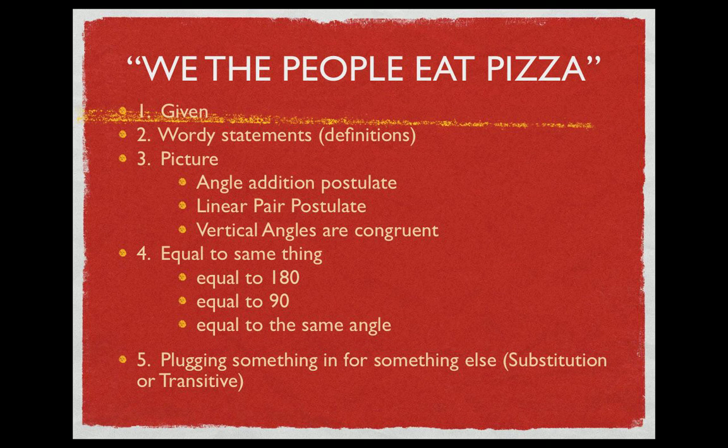substituting, usually a proof is just a series of substitutions. Once you've undone the wordy statements, gone to the picture, there's not much left besides substitution and possible transitivity. So you can also plug something in for something else if it's equal to it. So if it says the measure of angle 2 equals 87 degrees, instead of the measure of angle 2 in a statement, you could put the 87 degrees in its place. That would be substitution. And then if there are any transitive steps there, you would do that.